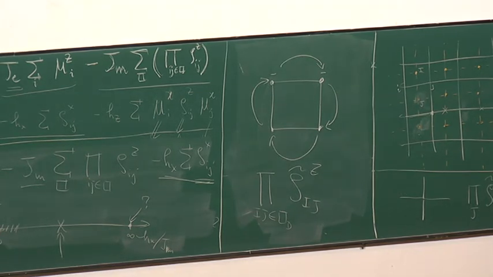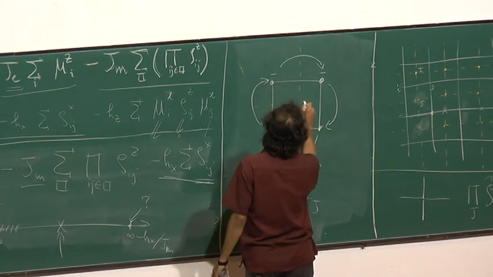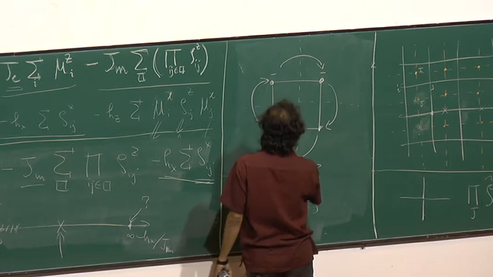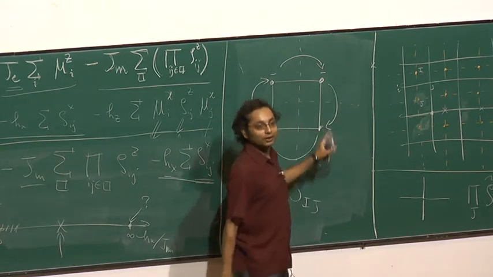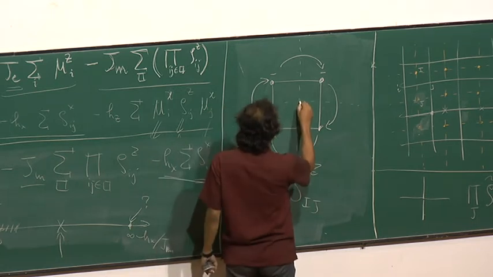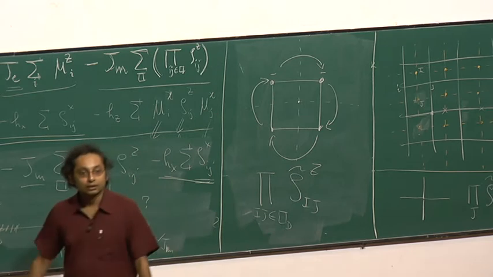But this is nothing but the Hanau-Bohm flux that's acquired by going around this plaquette. So this is now the direct lattice, this dotted one, the picture that's dual to this. So this is the site of the direct lattice.